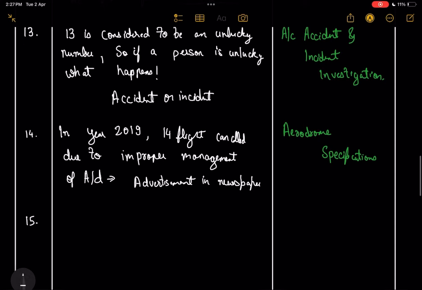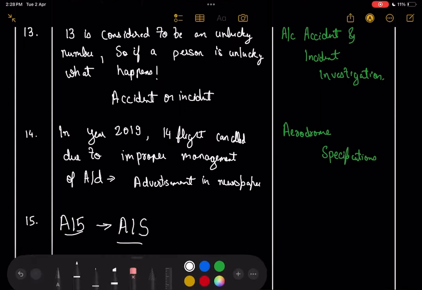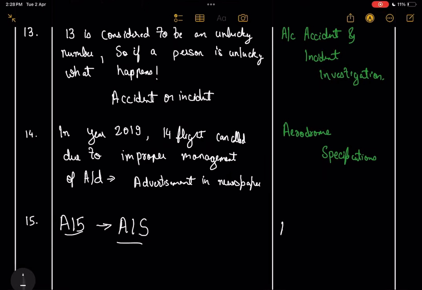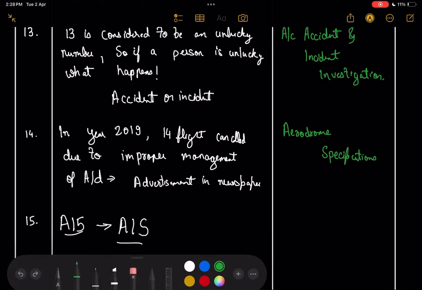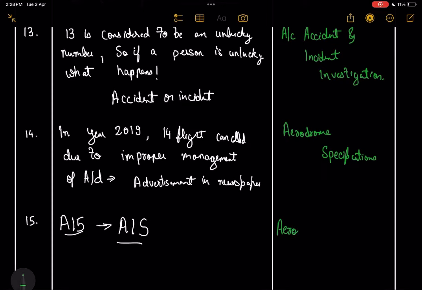Moving on to Annexure number 15. The short form for Annexure 15 would be A15. But if we write AIS, look how similar they look. Annexure 15 is nothing else but AIS. AIS refers to Aeronautical Information Services.